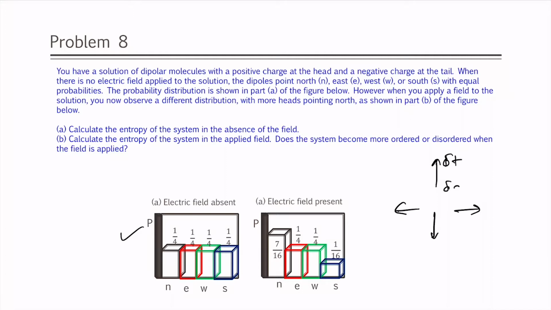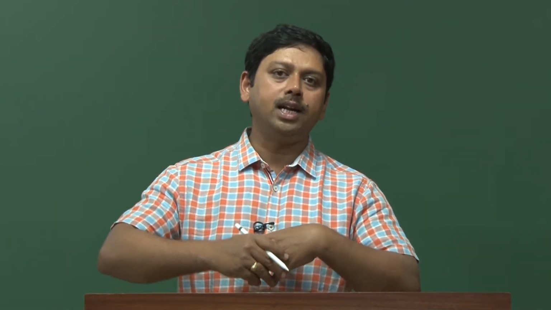Calculate the entropy of the system in the absence of the field, and calculate the entropy of the system when the field is applied. Does the system become more ordered or disordered when the field is applied? We can calculate entropy and say more ordered or disordered, or we can first think physically. If they are randomly oriented in all possible directions, they are disordered in the first case, and if more are going towards the north, they are ordered. But we can also calculate entropy and see the same thing.